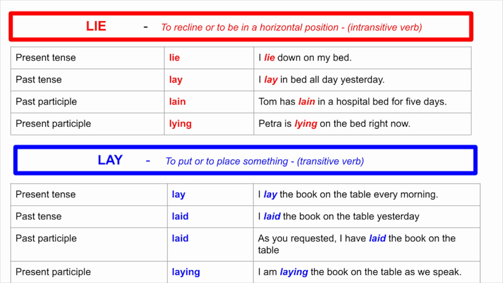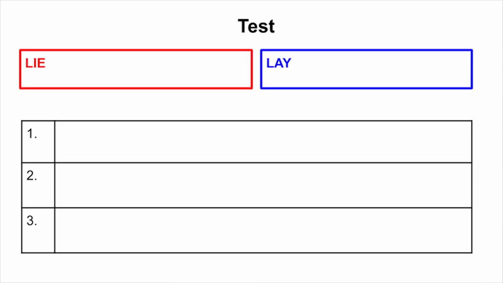You would have noticed that every one of these sentences required an object. And in all of these sentences, the object is the book. Let's do a little test to ensure that you fully understand the difference between lie and lay.